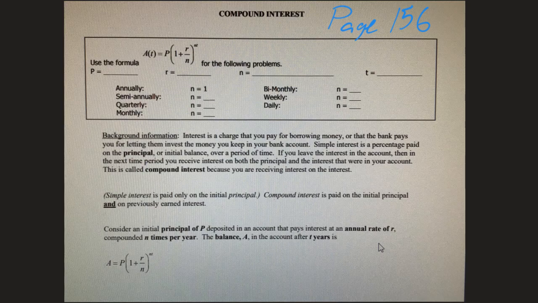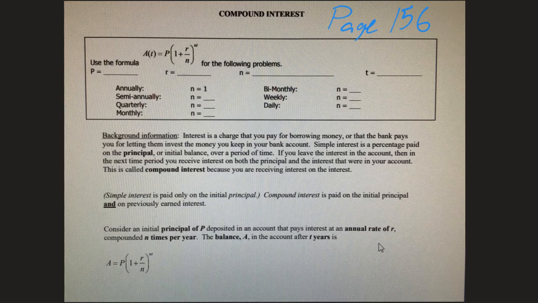I'm going to start from page 156, and we're continuing our unit on exponential growth by talking about compound interest. In general, everyone knows what interest is. Basically, money in your bank grows, or if you borrow money, you're going to owe more money at the end of it than you did when you borrowed it. It's usually calculated as a percentage of what you borrowed or what you have given.